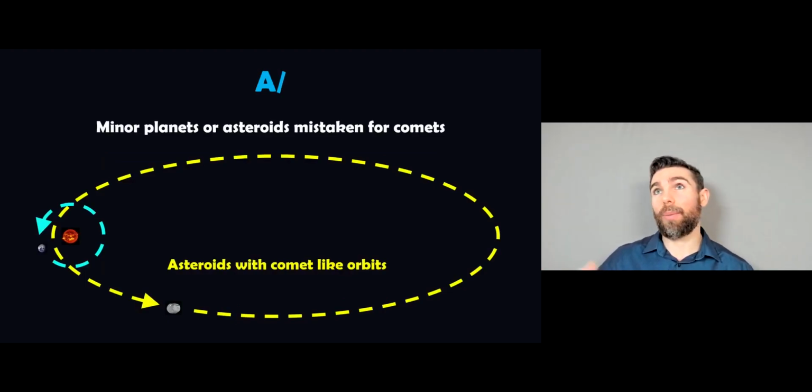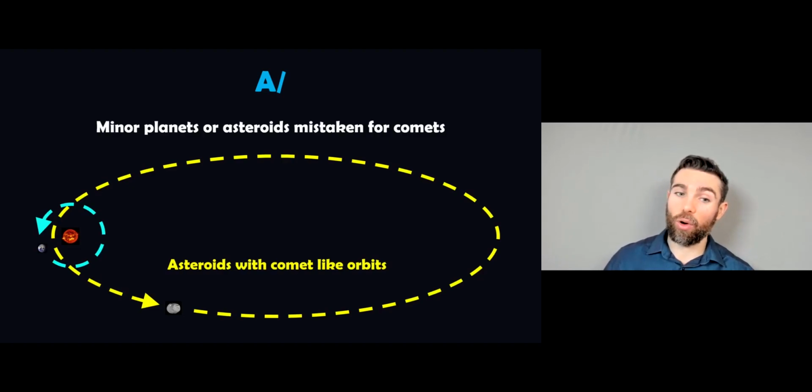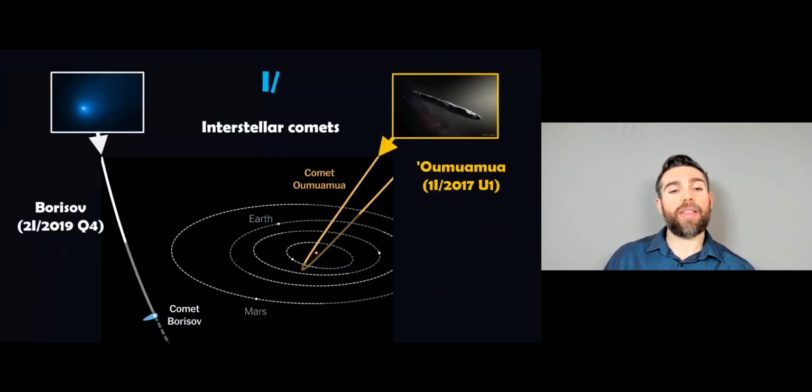Now these are minor planets or asteroids that were originally mistaken to be a comet. The reason for that might be that they had a comet-like orbit. So these were more elliptical shaped orbits compared to what an asteroid or minor planet might have. But these were not comets, but they were mistaken to be comets previously, so they would have been given the A designation. And then the final one is interstellar comets.